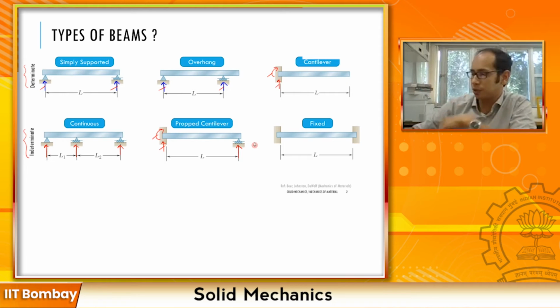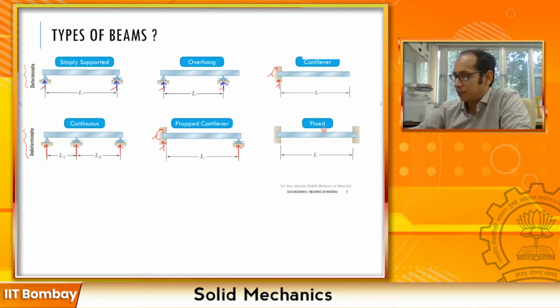Now, as opposed to the first one, you have a fixed beam. This is called a fixed beam, or it is also known as a double cantilever, because for a single cantilever, just one end is fixed, the other one is free. And for a fixed beam, it's a double cantilever. At both sides, you have a cantilever end.